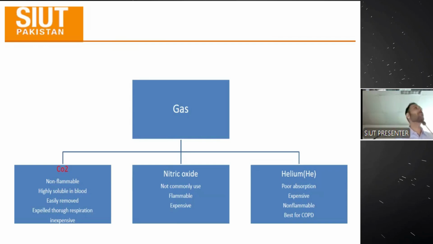Okay? And it is best for patients with COPD, because carbon dioxide causes hypercarbia and hypercapnia. Helium doesn't. So if there's a patient with COPD and you want to operate on them, and if there's a complication during the surgery, rather than converting the patient, you stop carbon dioxide and you put in helium, if it is available, that is.